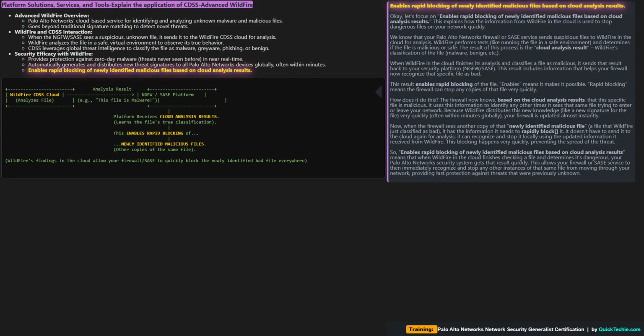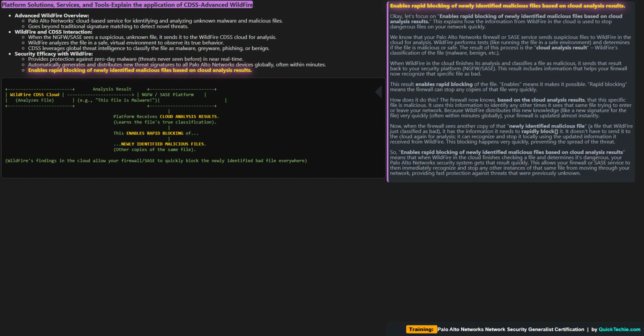How does it do this? The firewall now knows, based on the cloud analysis results, that this specific file is malicious. It uses this information to identify any other times it sees that same file trying to enter or leave your network. Because WildFire distributes this new knowledge, like a new signature for the file, very quickly, often within minutes globally, your firewall is updated almost instantly.